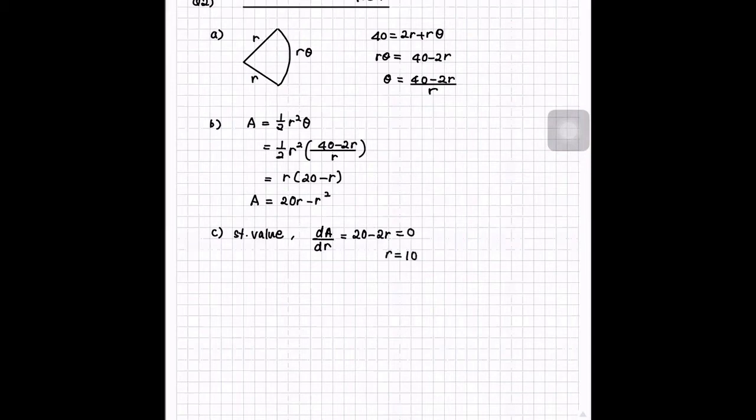And the question is clearly telling, do I know the nature of the stationary value? I don't know. I managed to find the R value. Okay, that's fine for me. Now the second part, they said determine the nature and find the magnitude of the stationary value. Magnitude means value, yeah. I want to find the magnitude of A, meaning I want to find the value of A. So simple, take the radius and put it inside.